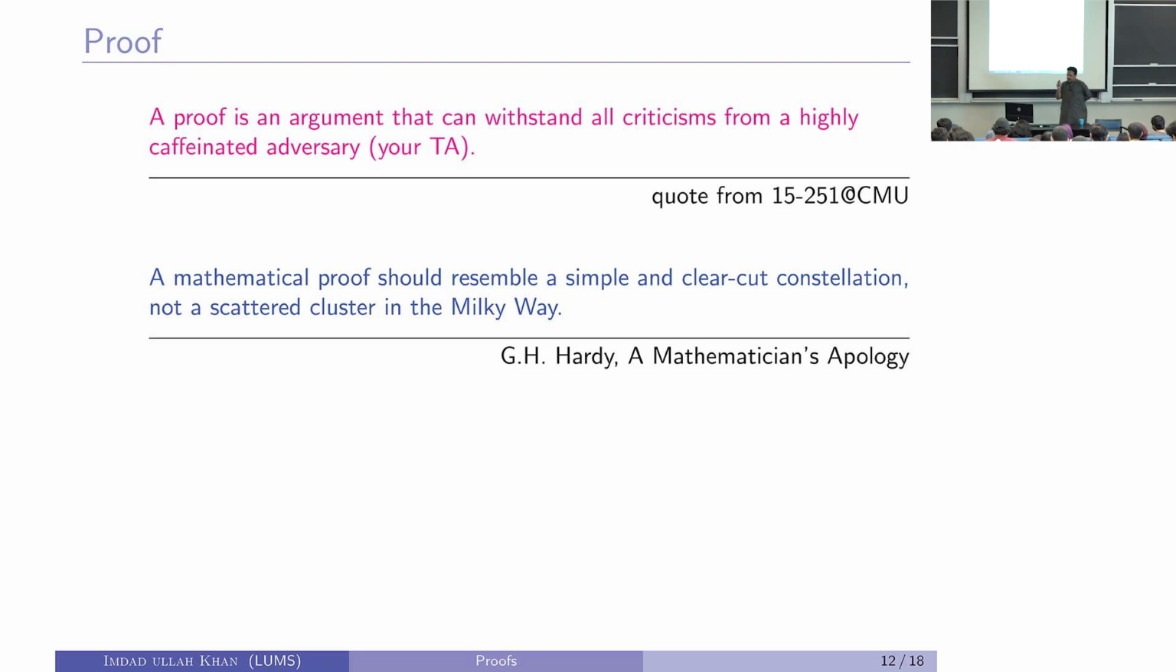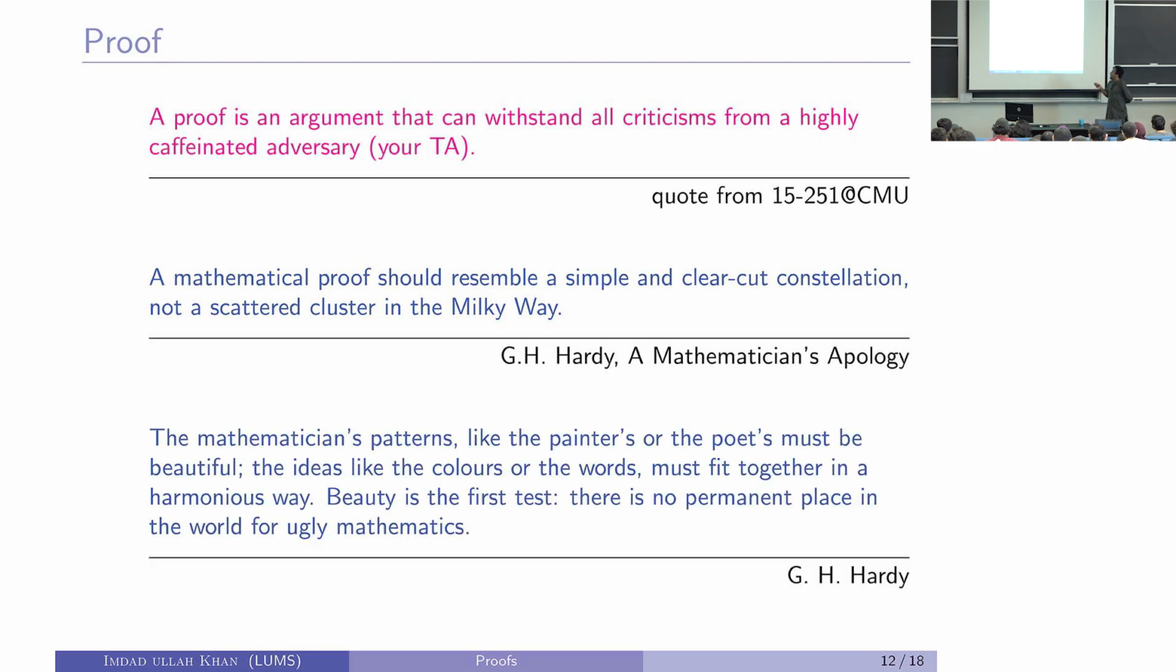So here is the statement I want to show: beauty is the first test. There is no permanent place in the world for ugly mathematics, right? When you write a proof, there has to be this thing. I don't know how many of you know Proofs from the Book. Proofs from the Book. No?